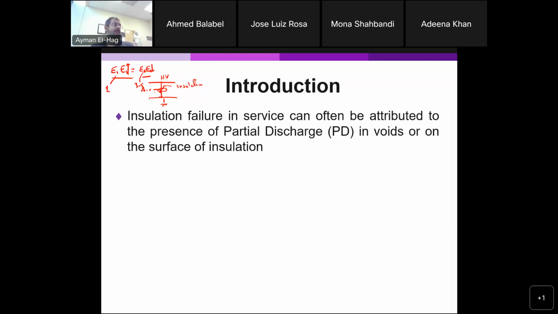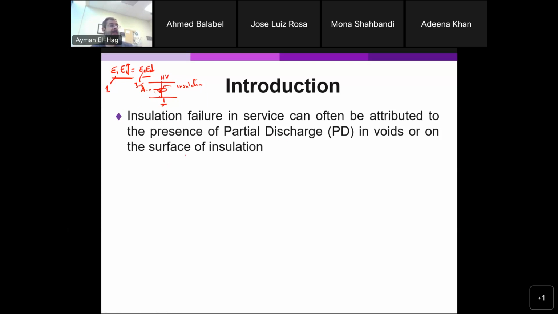Now, this partial discharge will take weeks, months, or years, depending on the intensity of the discharge. Then the void would start to expand until you have a complete failure of the insulation. So many times the presence of partial discharge is the root cause of insulation failures. I always give the analogy of partial discharge as cancer. Cancer starts very small, very confined in one place, but if you don't detect it at an early stage, it starts to propagate until it damages the whole human body.